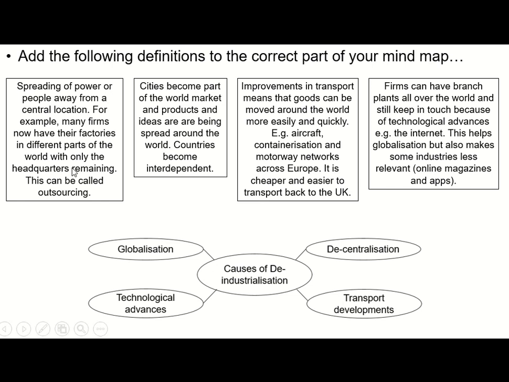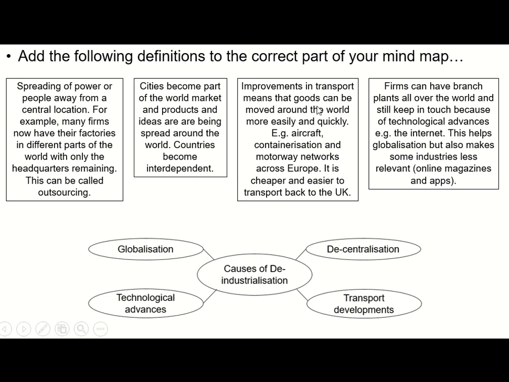Okay, so let's start with this first definition. The spreading of power or people away from a central location. For example, many firms now have their factories in different parts of the world with only the headquarters remaining in that country. This can also be called outsourcing. This is decentralization. You're moving things away from the center or central locations. Cities become part of the world market and products and ideas are being spread around the world. Countries become interdependent. That means they rely on each other. That's globalization.